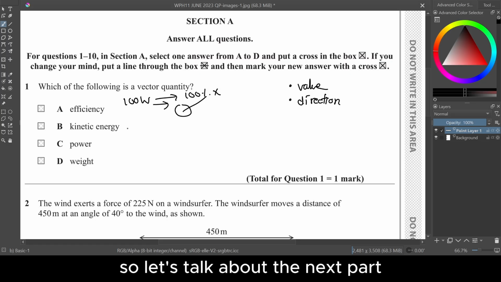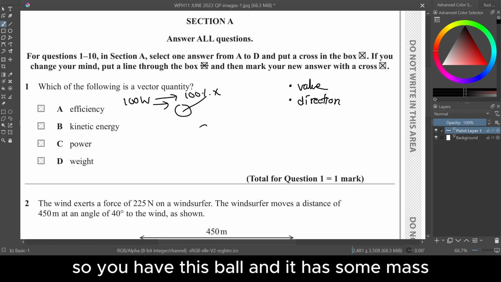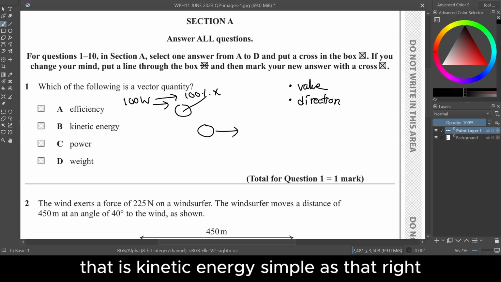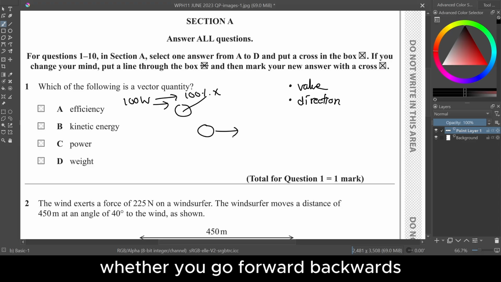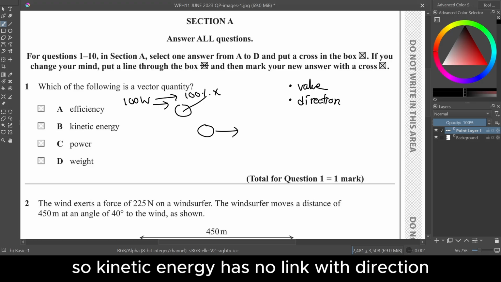So let's talk about the next part, which is kinetic energy. What is kinetic energy? You have this ball and it has some mass. Now this ball starts moving at some speed. That is kinetic energy, simple as that, right? It doesn't matter which direction you go, whether forward, backwards, left, right, or any diagonal direction. So kinetic energy has no link with direction.